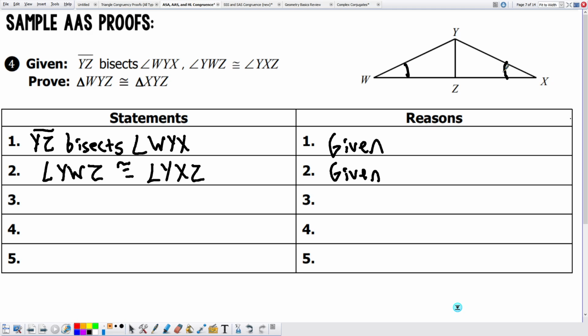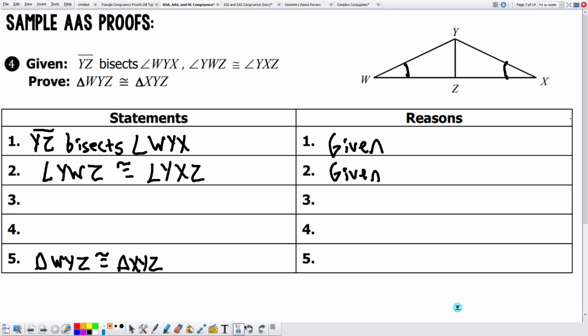And here's a little trick. The last thing we're going to state is what we're trying to prove: that triangle WYZ is congruent with triangle XYZ. That's always going to be the last statement. So now what can I do? Well, let's use the other given, since I've already checked this one off. We already used that one, right? So let's use the other one.